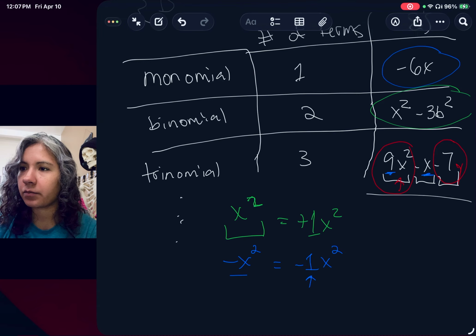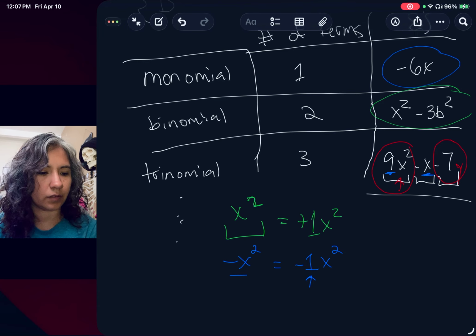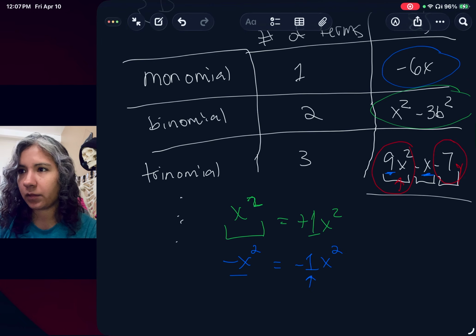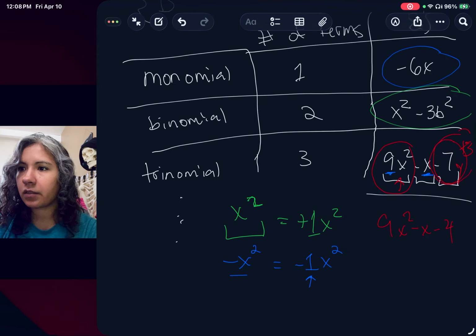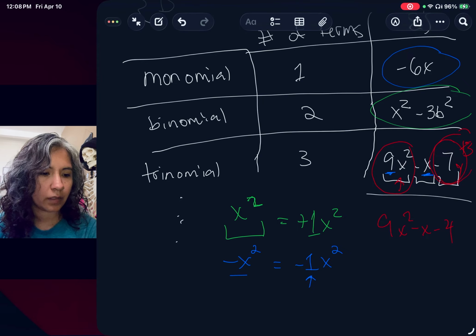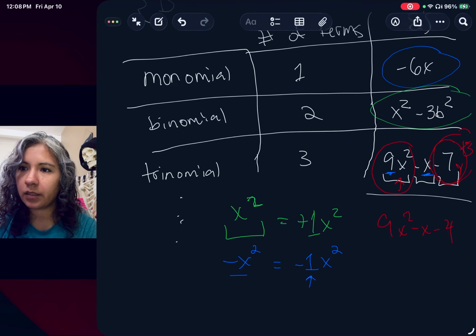So constant terms, you just do regular algebra on them. So if you had this 9x squared minus x minus 7 plus 3, you would go ahead and put those two together. So 9x squared minus x minus 4. Okay, so things that are alike can be combined with algebra.